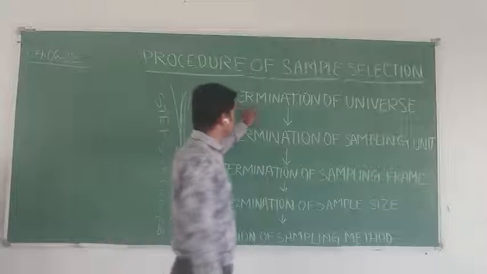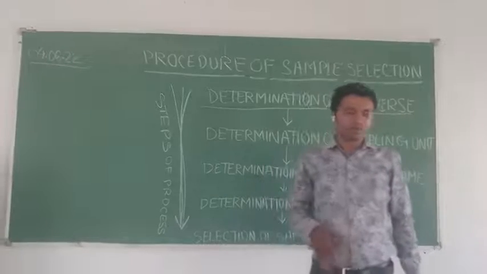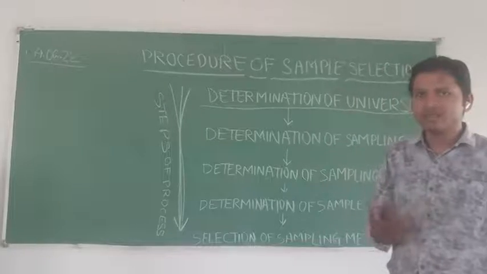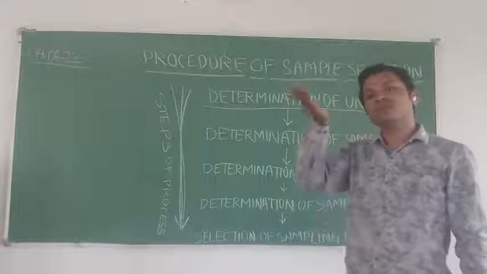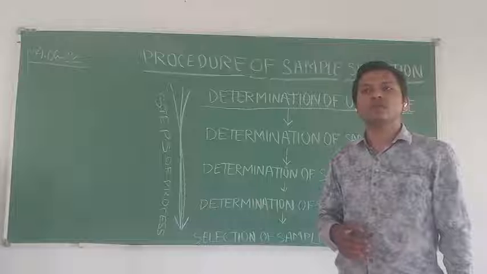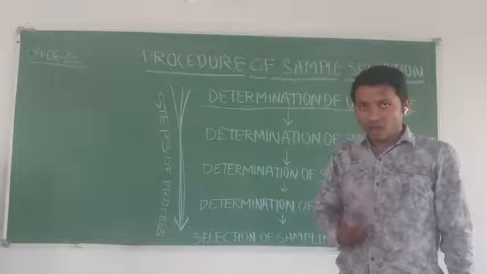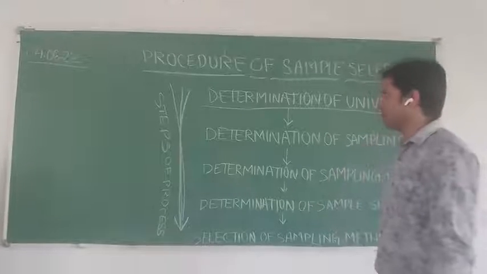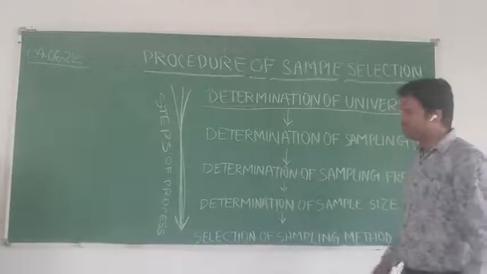In the first step, we will determine the universe from where we will collect the samples. We have to choose the research area first. We have to choose the universe first, from which we can use the sampling process to select our respondents, our samples. So first of all, we have to determine the universe itself.